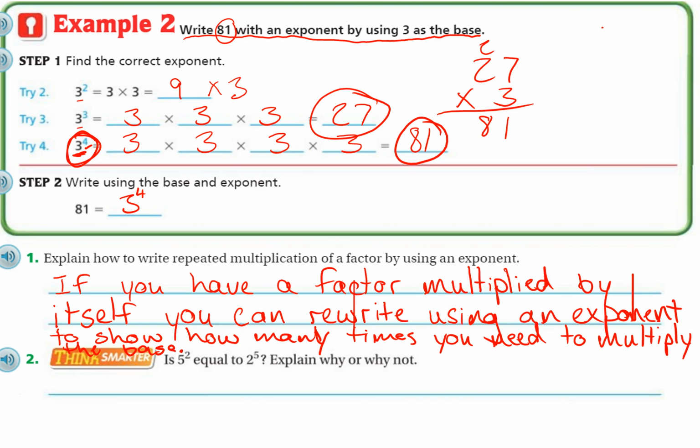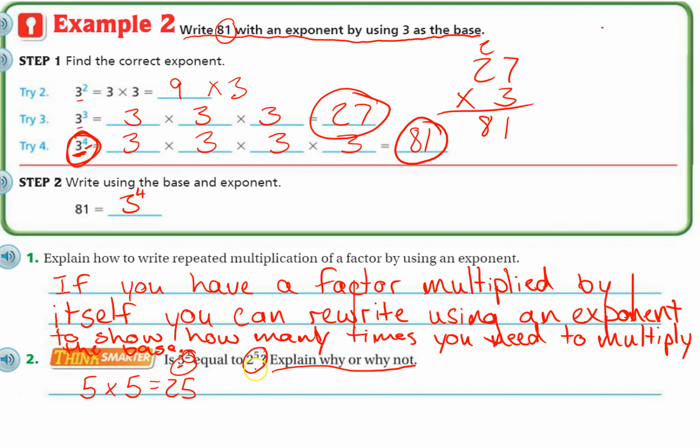Alrighty. And number 2, think smarter. Is 5 to the 2nd equal to 2 to the 5th? Explain why or why not. Well, to explain that, let's show it. So 5 to the 2nd means 5 times 5, right? 5 is the base, so that's what is repeated. How many times is it repeated? Twice. And we know that equals 25.